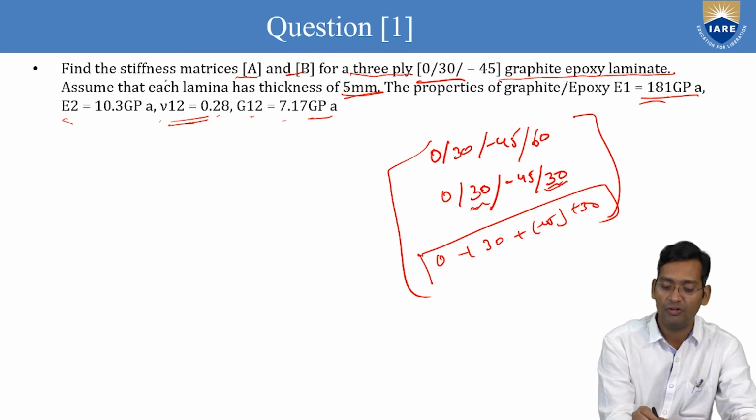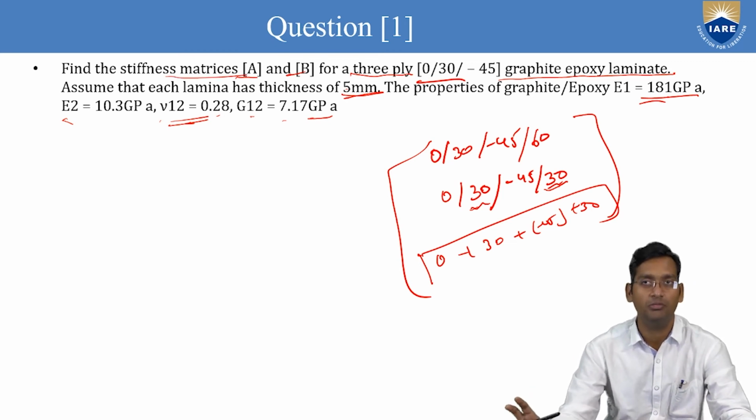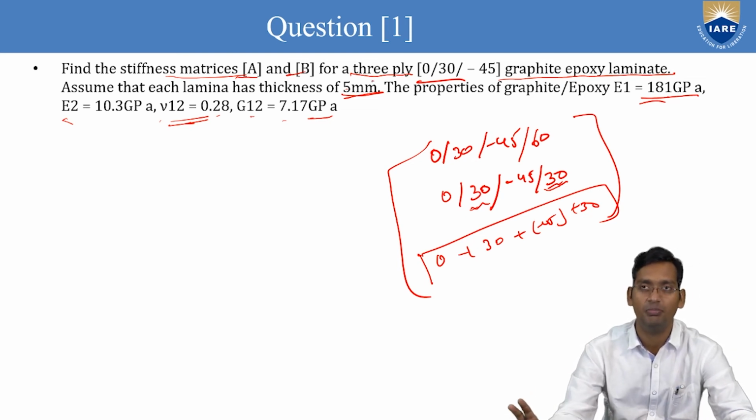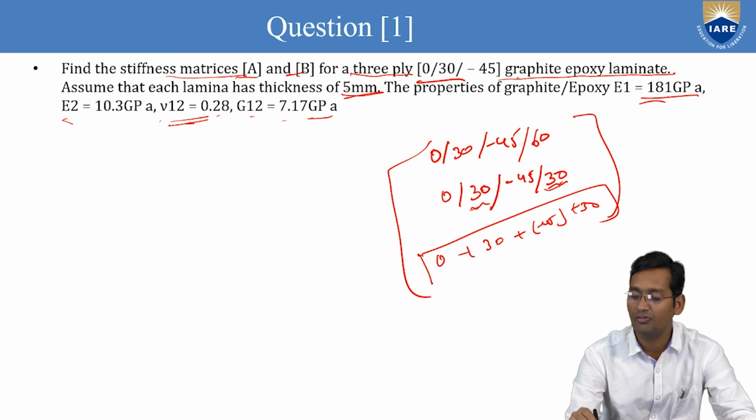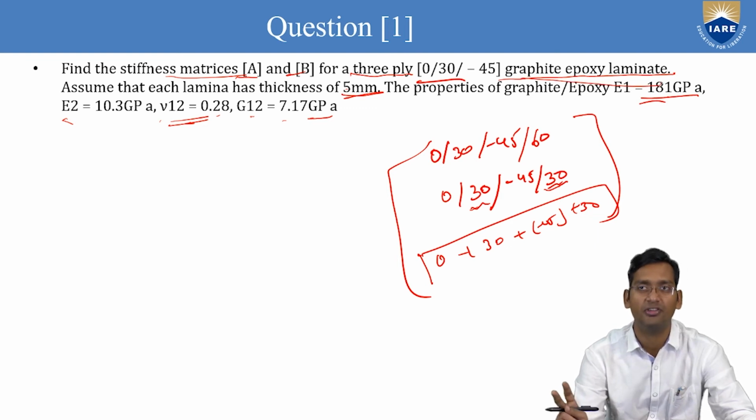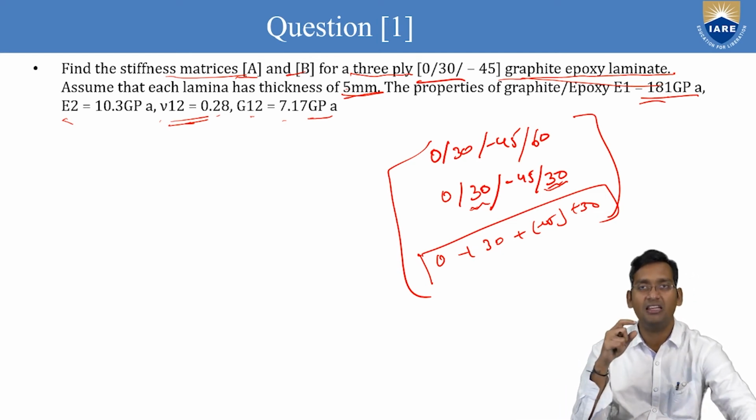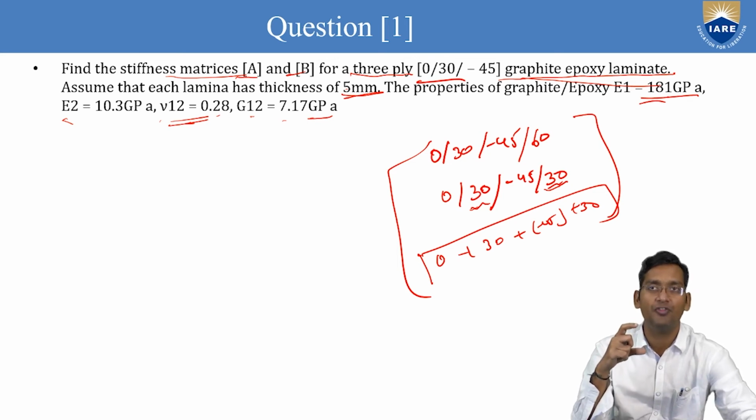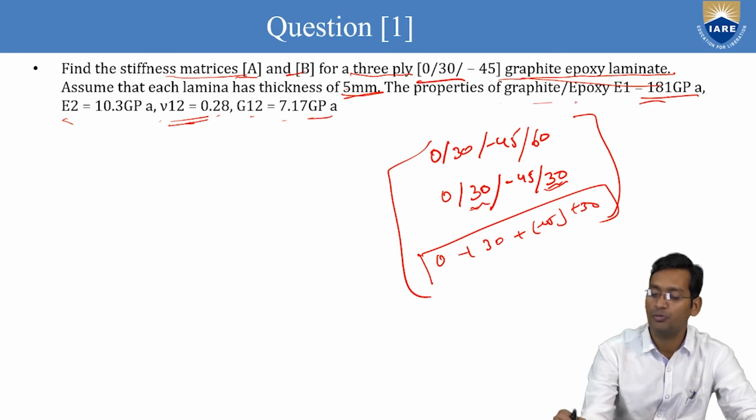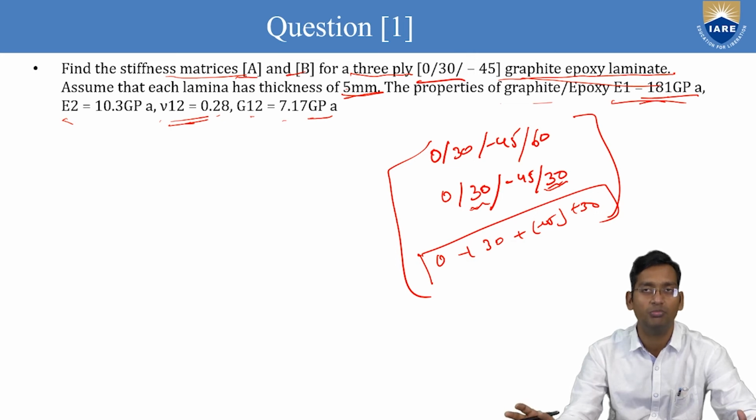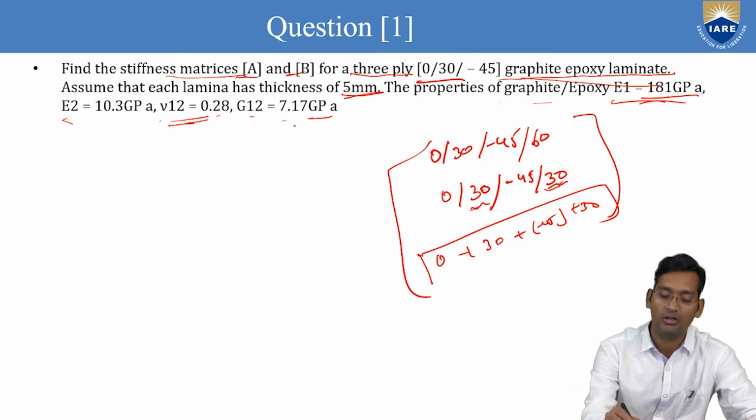The question is, we have to find the stiffness matrices A and B for a 3 ply graphite epoxy laminate, where graphite and epoxy are combined. Assume that each lamina has thickness 5 mm. So 3 plies are given, each having 5 mm, so the total thickness is 15 mm. The properties of graphite epoxy are given: E1 is 181 gigapascal, E2 is 10.3, mu12 is 0.28, G12 is 7.17 gigapascal, and other values like that.